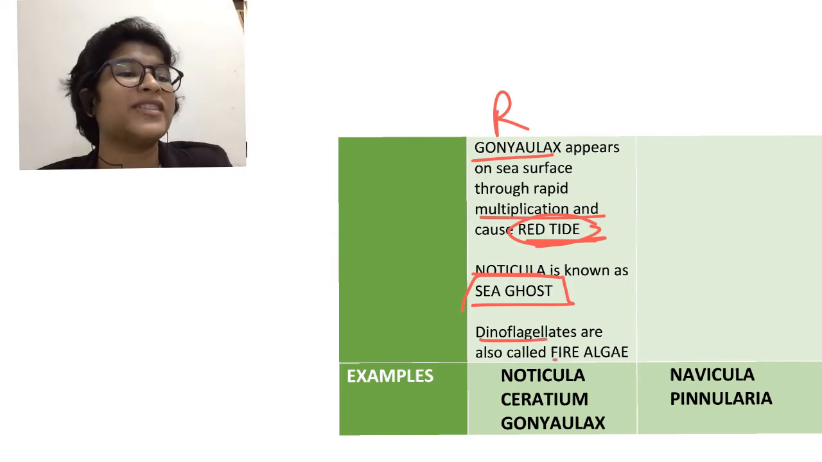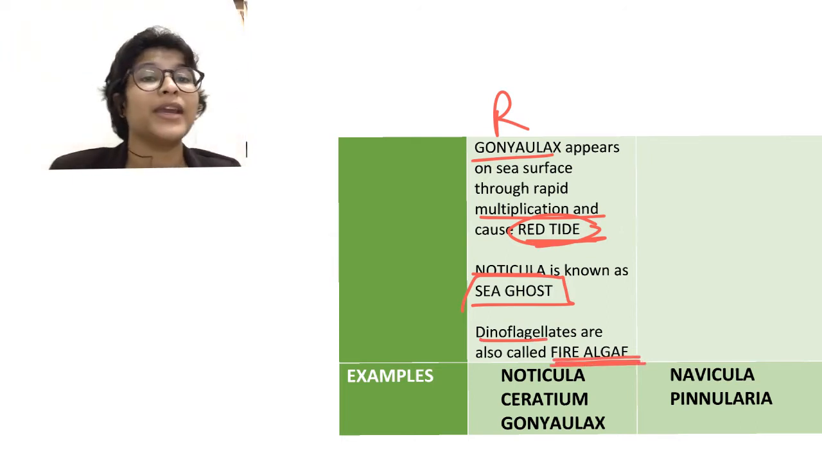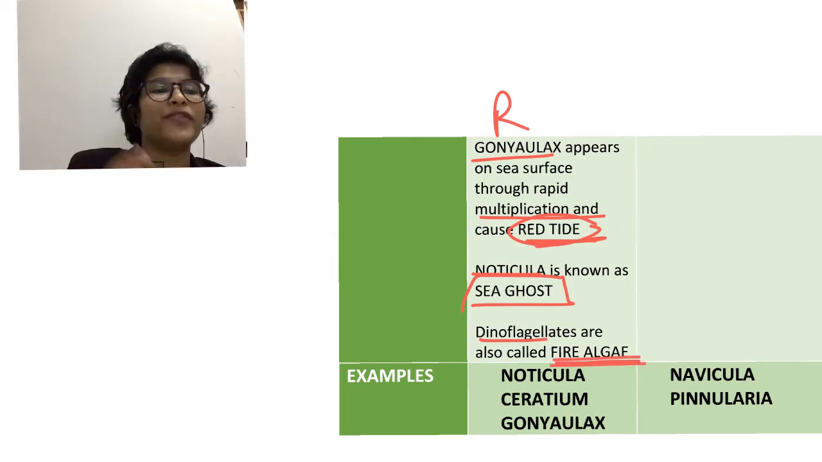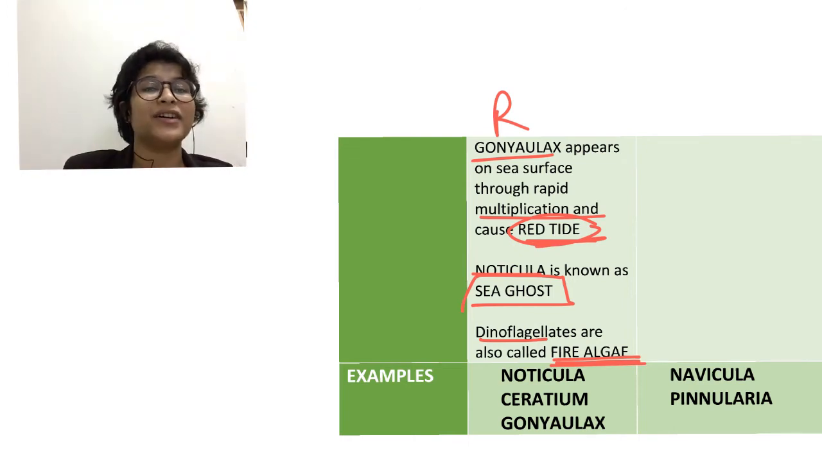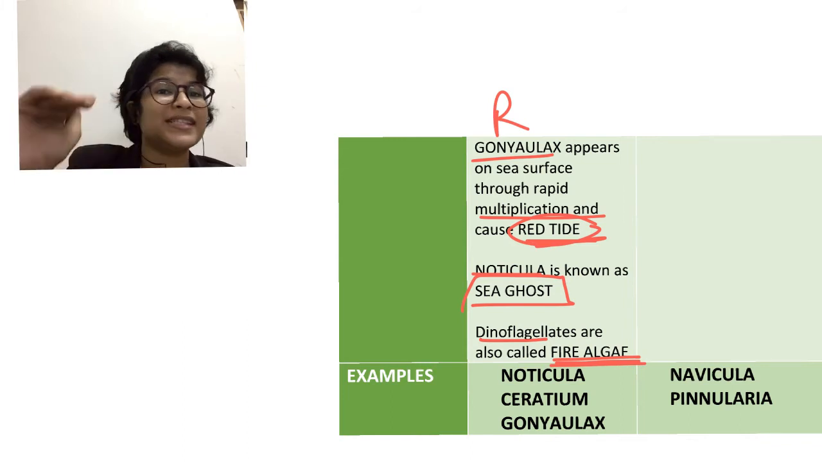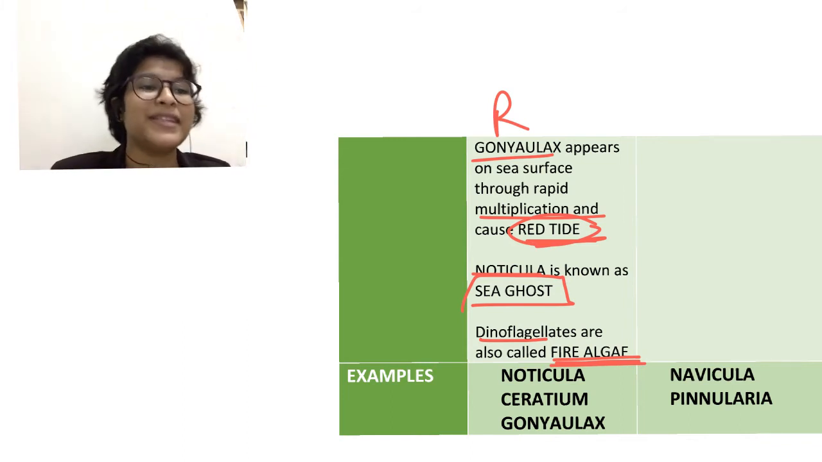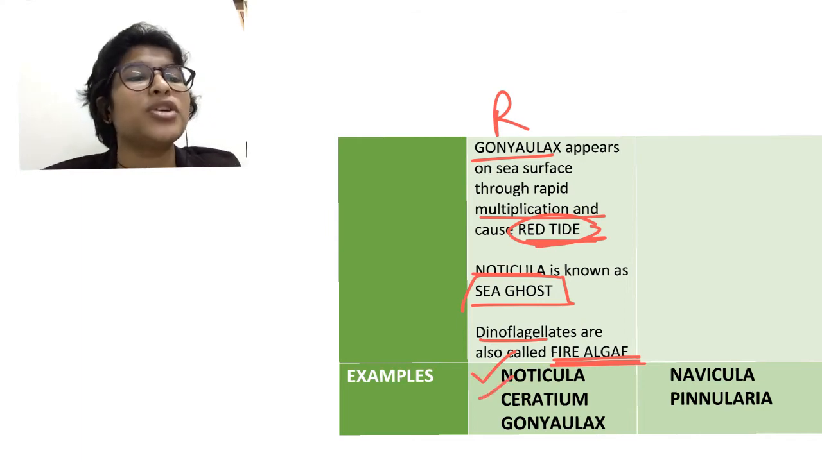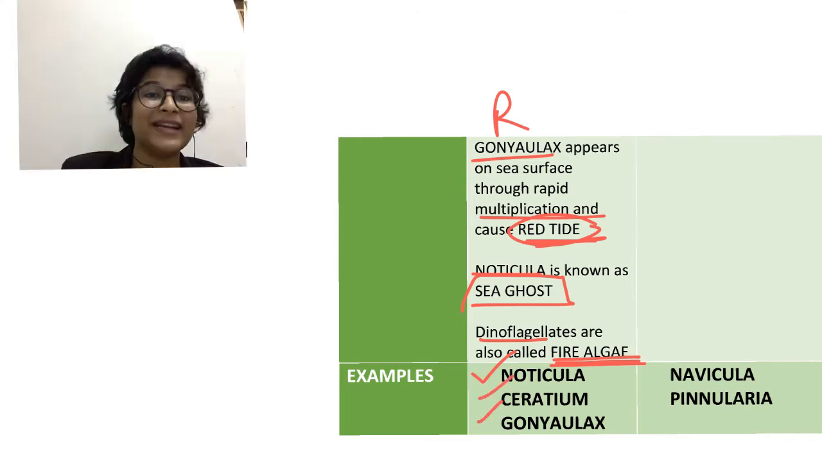Dinoflagellates are also called fire algae. Okay, no wonder they are called pyrophyta, because red color often gives them the appearance of fire, because the red color floating on the sea surface looks like fire. The best examples are Noctiluca, that is sea ghost, Ceratium and Gonyaulax, which causes the red tide.